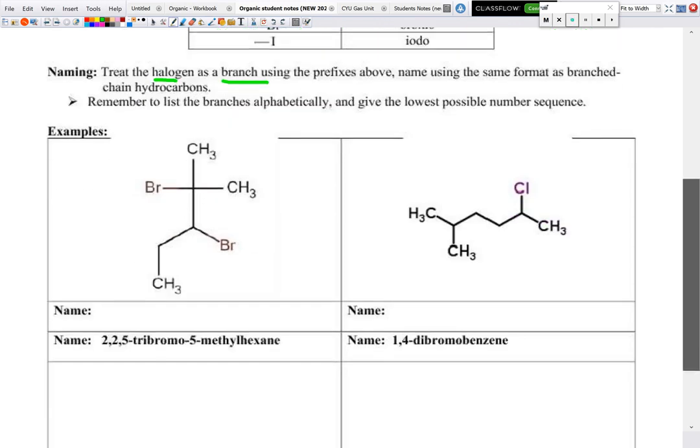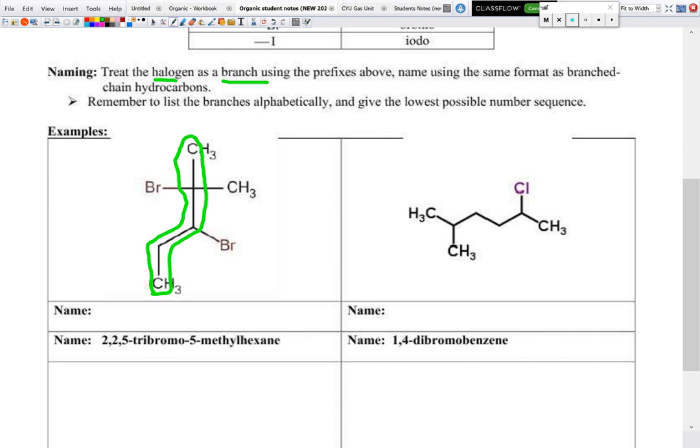Just like before, whenever we start naming a hydrocarbon, we first need to find our longest continuous carbon chain. You can probably see that our longest continuous carbon chain is going to go basically along here, just like that, almost right up through the middle of this compound.